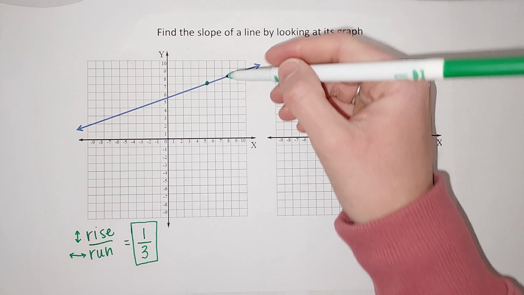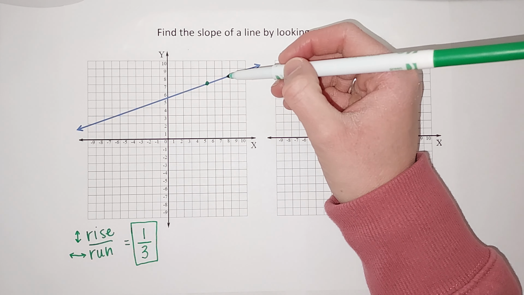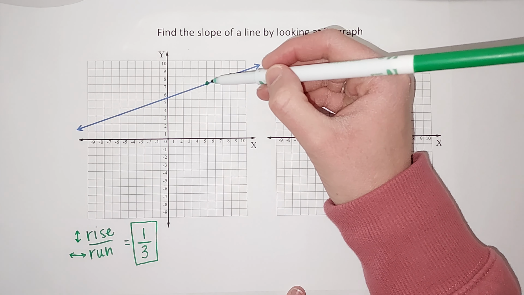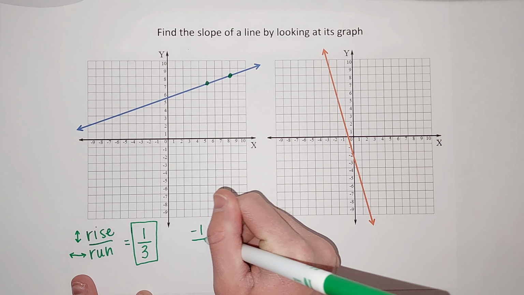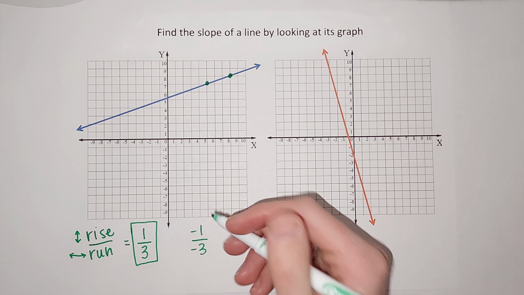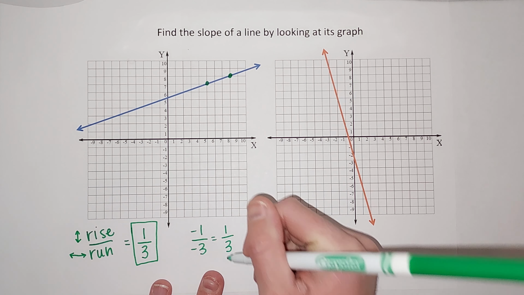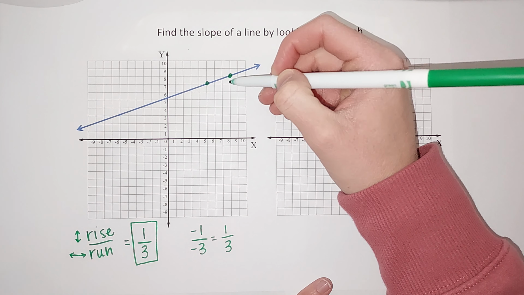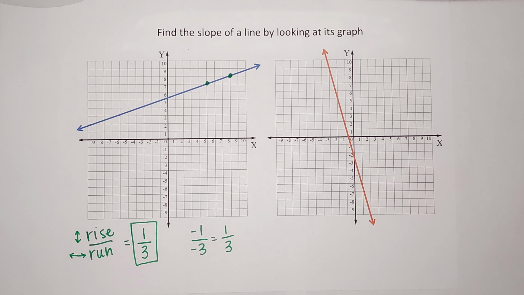Now, what if you had decided to start at this one and count to that one? Well, you would have gone down 1, and left 3. So you would have gotten -1 over -3, which simplifies down to just 1 over 3. So if you start at the other one, it's okay. Just make sure you're doing up and down and then left and right. All right, let's look at this one.